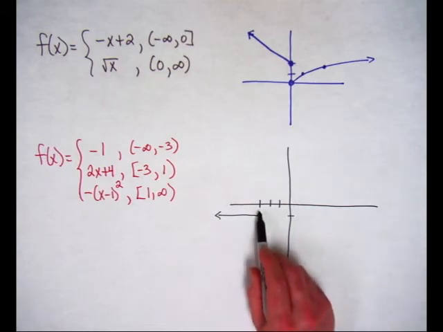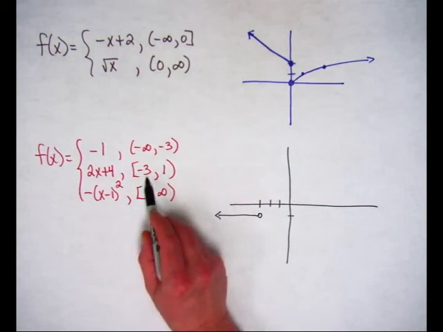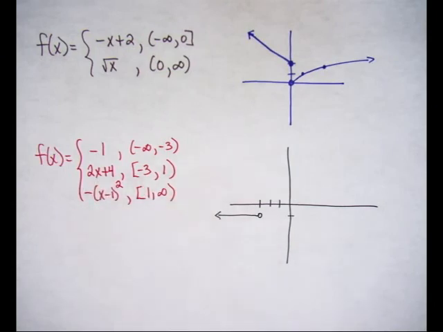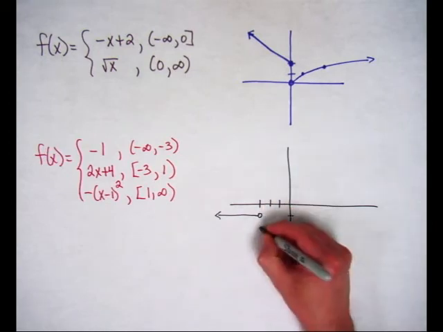Then right at x equals -3, this graph takes over because of the closed bracket. So if I plug -3 into here, I get -6 plus 4, which is -2. So at -3, -2, I'm going to have a solid dot.